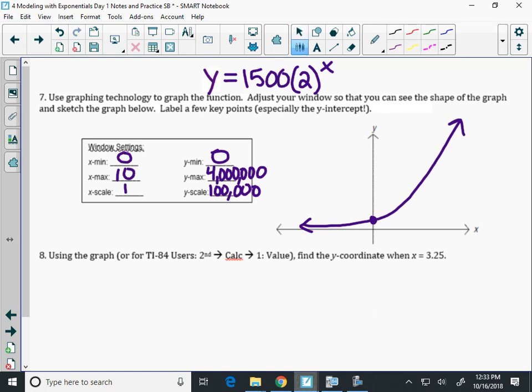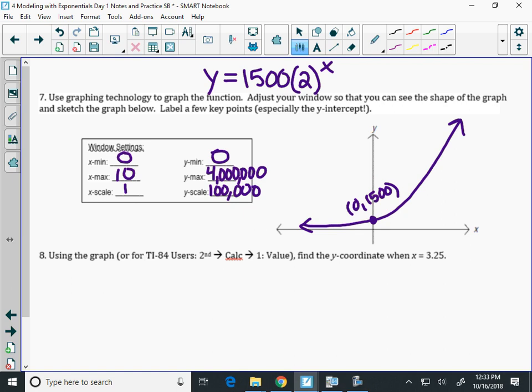So let's label our y-intercept on our graph. 0, 1,500. At least mark that part on your graph. So you have the shape of the graph. It's going up. Our y-intercept is at 0, 1,500. Day 0, we get 1,500 bacteria.